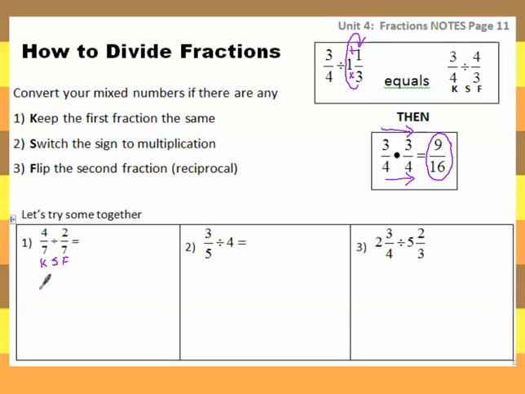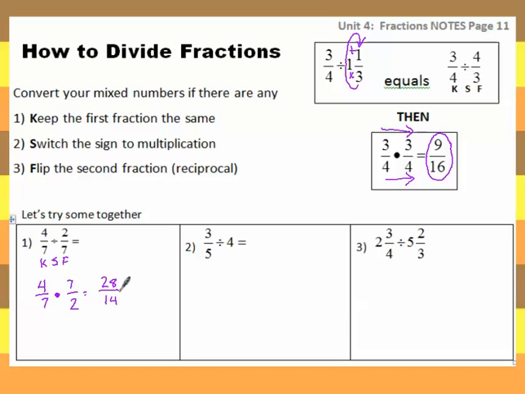So I'm going to keep the first fraction the same. I'm going to switch to multiply, and I'm going to flip the second fraction over, so it becomes 7/2. Then I go across the top and across the bottom. When I do that, I get 28 across the top, and 7 times 2 is 14.